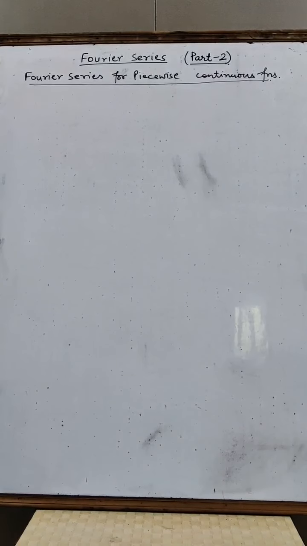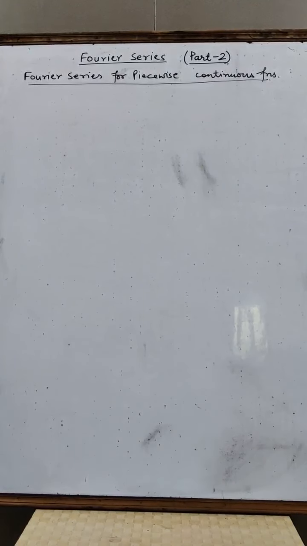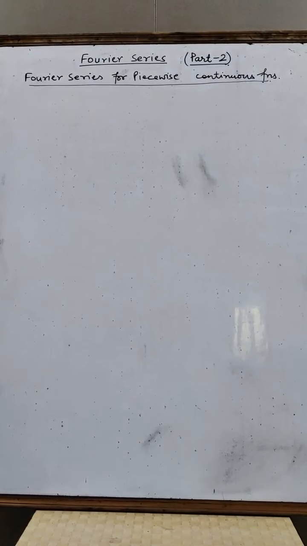But if a function is piecewise continuous over the interval of length 2 pi, what does it mean? If there are some points of discontinuity in the interval of length 2 pi, then how will we find their Fourier series expansion? For that, we will first discuss Dirichlet conditions. So, what are Dirichlet conditions? Dirichlet conditions for Fourier series expansion.